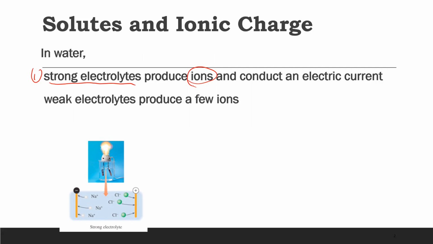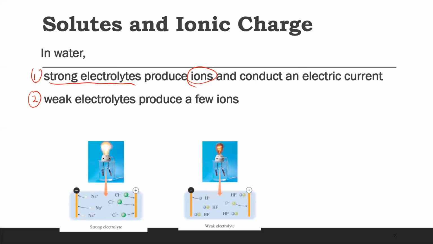The second type of electrolytic solution is a weak electrolyte. Weak electrolytes only produce a small portion of ions. The majority of the solute compounds are complete molecules with no charge. Remember, it's the charge that's required to produce an electrical current. So with weak electrolytes only producing a few ions, they can only conduct electricity poorly. We see that in this example.